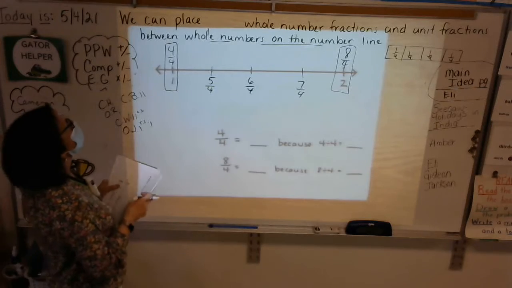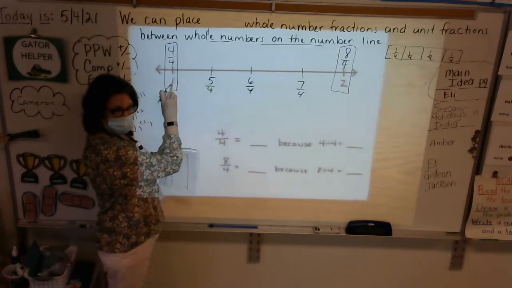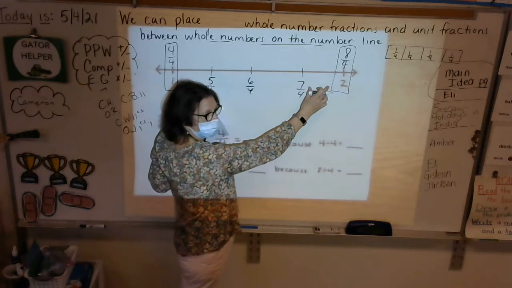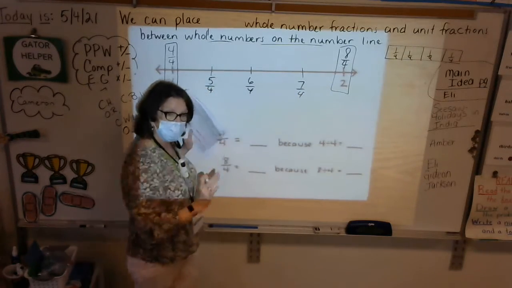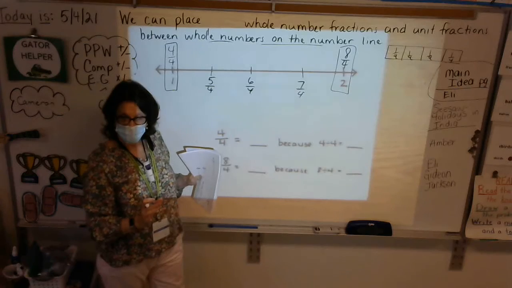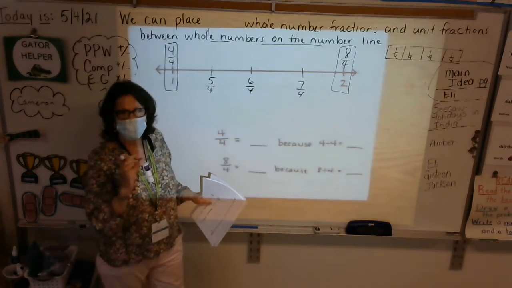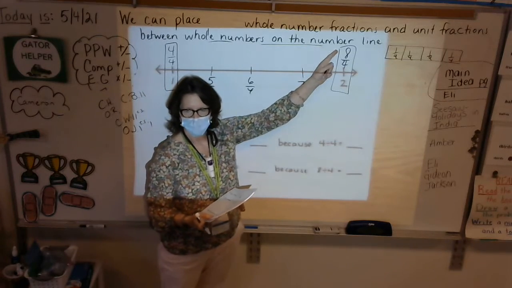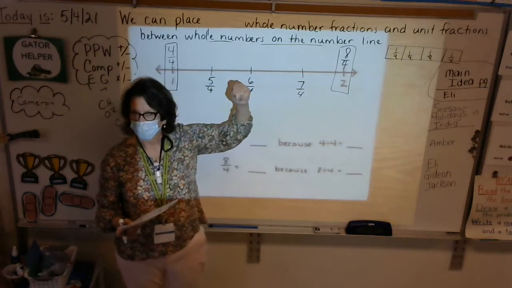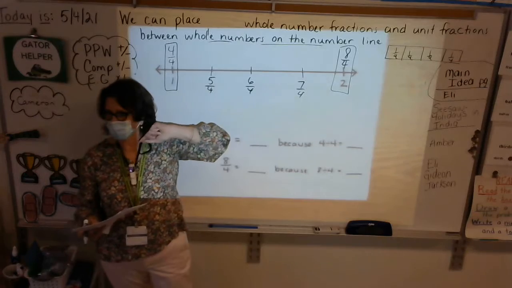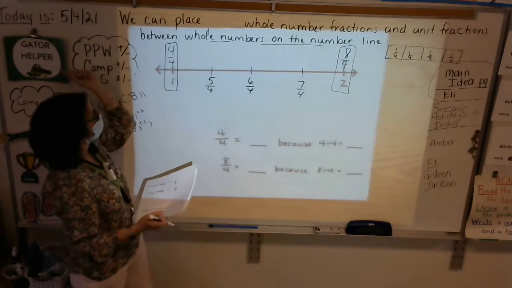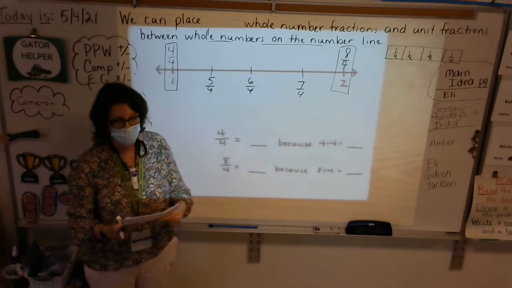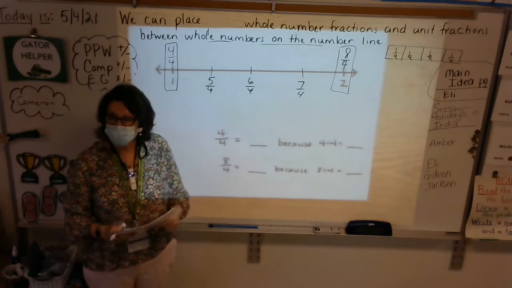Okay? So at 1, we have 4 fourths. At 2, we have 8 fourths. There's a skip counting pattern there. What are we skip counting by when we look at our numerator? We have 0 fourths over here, then 4 fourths, then 8 fourths. What is that skip counting pattern, Ori? We're skip counting by fourths.